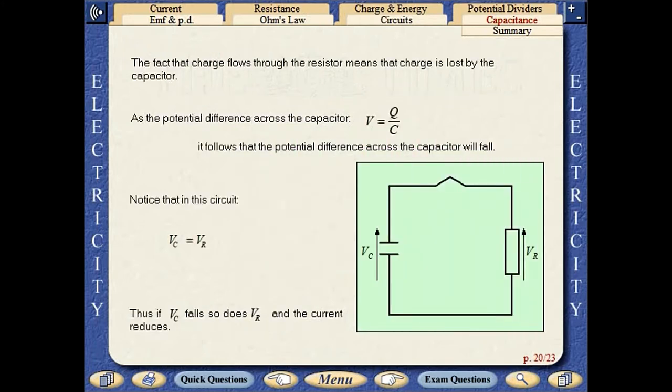The fact that charge flows through the resistor means that charge is lost by the capacitor. As the potential difference across the capacitor, V, equals Q over C, it follows that the potential difference across the capacitor will fall. Notice that in this circuit, VC equals VR. Thus, if VC falls, so does VR, and the current reduces.